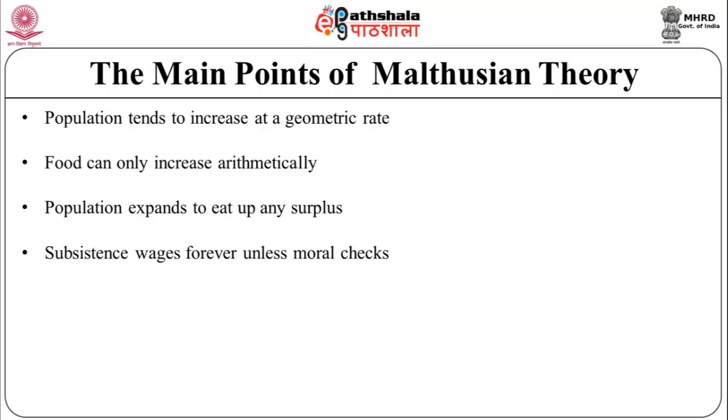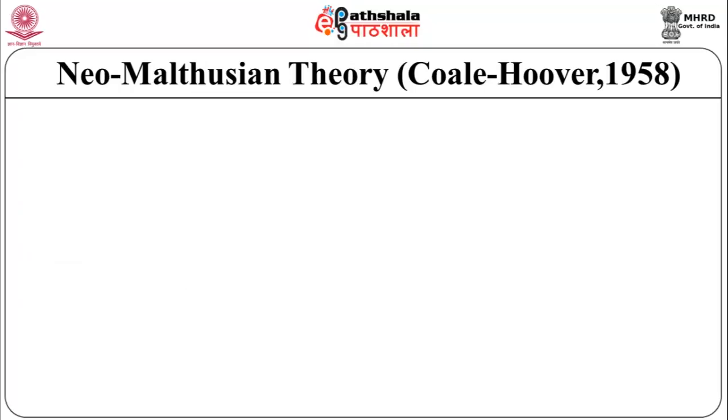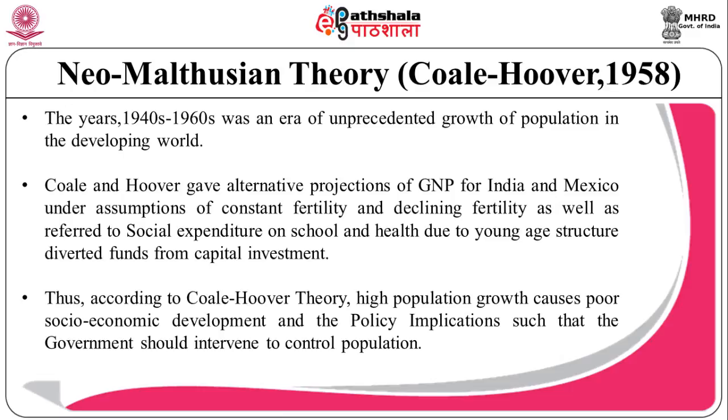Subsistence wages forever unless moral checks: choose moral checks or positive checks. According to new Malthusian theory, the years 1940 to 1960 were an era of unprecedented growth of population in the developing world. Coale and Hoover gave alternative projections of GNP for India and Mexico under assumptions of constant fertility and declining fertility, as well as referring to social expenditure on school and health for the young age structure diverting funds from capital investment. Thus, according to Hoover theory, high population growth causes poor socio-economic development, and the policy implication is that the government should intervene to control population.